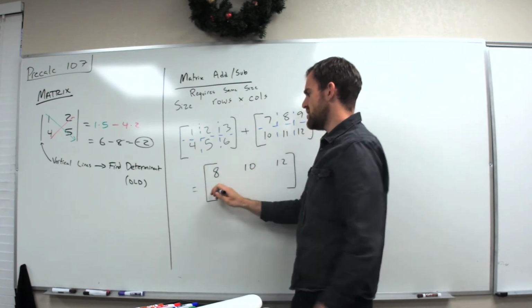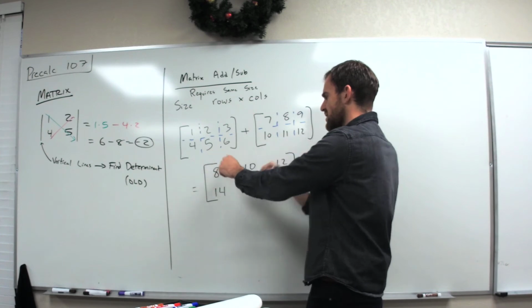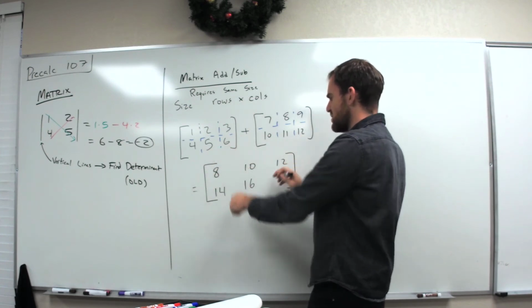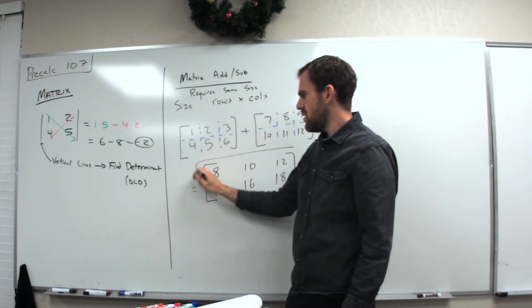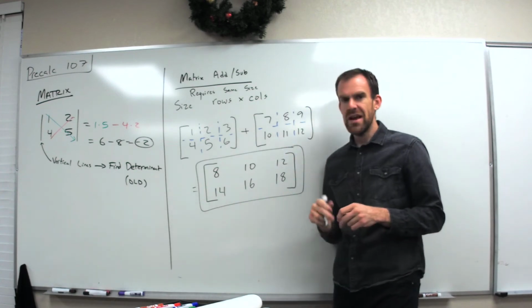4 plus 10 is 14. 5 plus 11 is 16. And no surprise, 6 plus 12 is 18. So, this matrix is your answer.